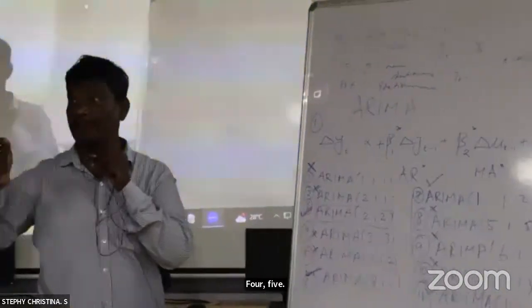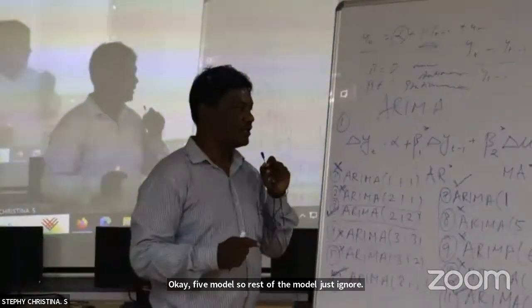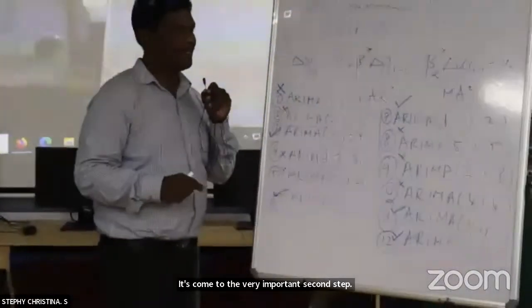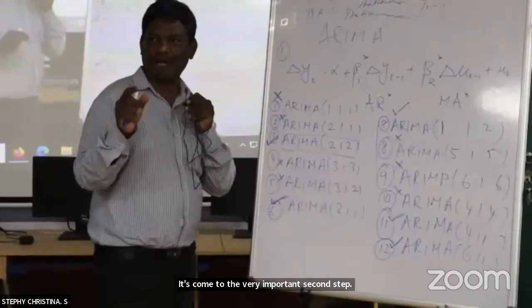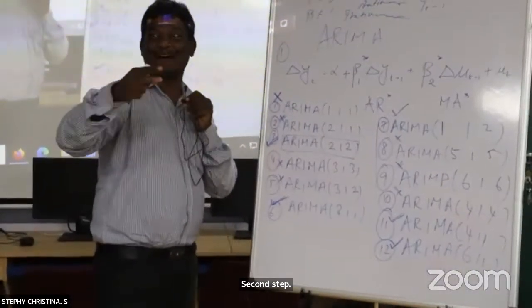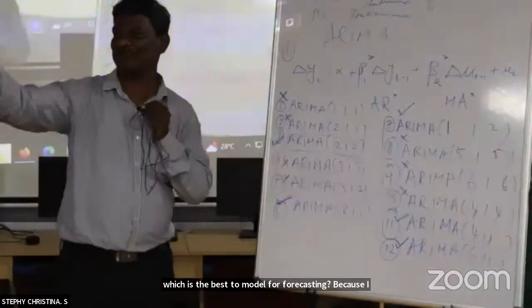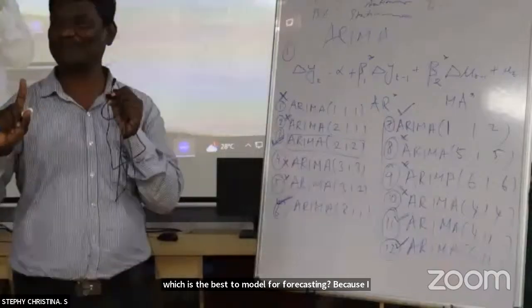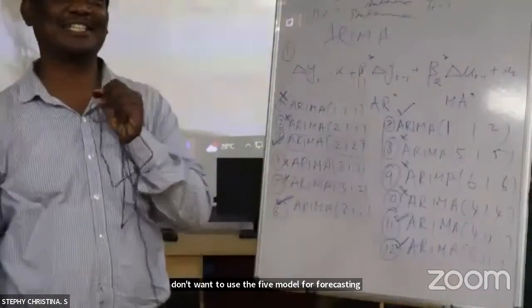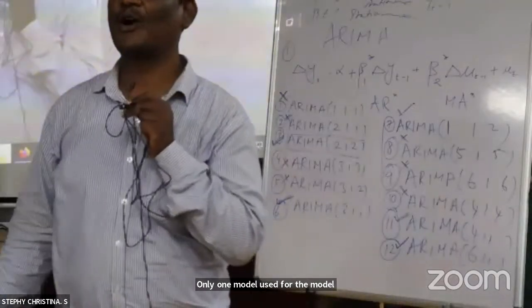Let's come to the very important second step. Out of these 5 models, which is the best model for forecasting? Because I don't want to use the 5 models for forecasting. Only one model is used for the forecasting. Correct? Okay, how to identify?